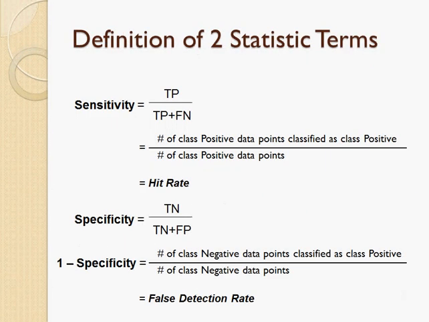Let me repeat that again. The sensitivity is basically the number of the class positive data points classified as class positive over the total number of the class positive data points. And this is accurate actually, so we give it another name, which is a hit rate.